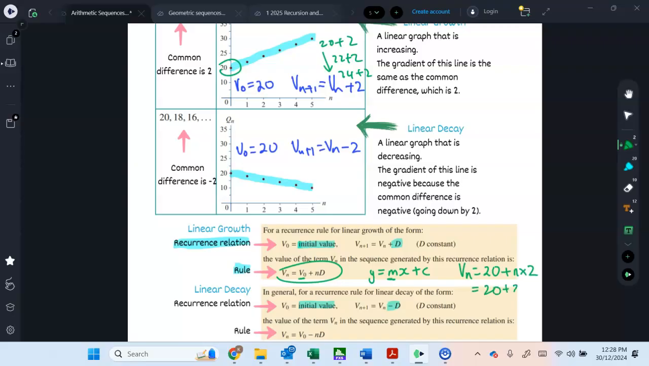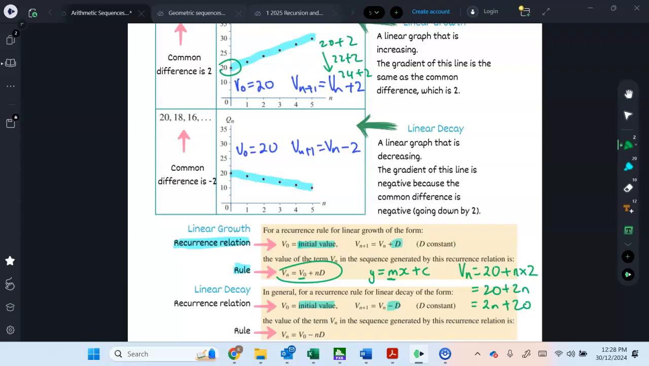Now, with algebra, we don't tend to write it like that. So 20 plus 2n, which is also the same as 2n plus 20. So you can kind of see how it relates to y equals mx plus c. We're just using different letters because in maths, why make things so straightforward? It's just complicating it a little bit.